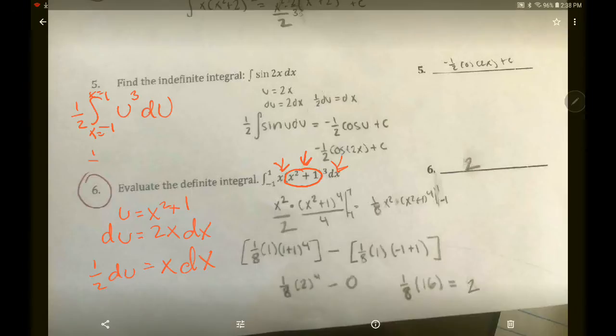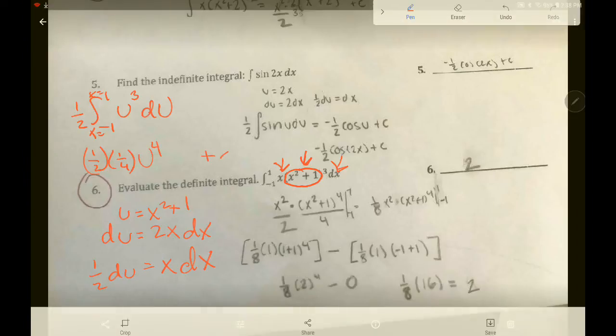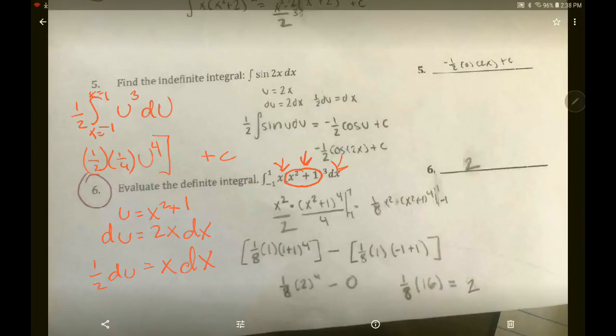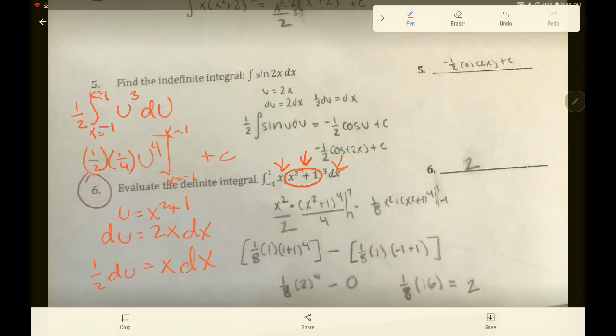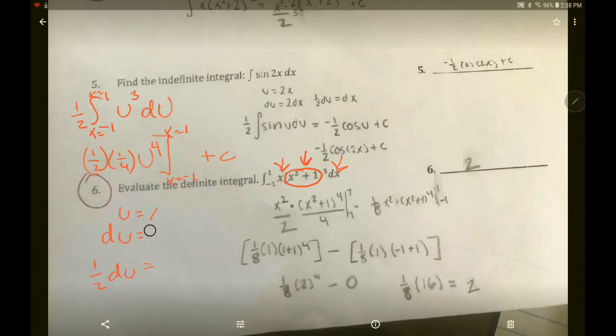So we have 1/2 times 1/4 times u to the 4th plus c. And we're going to evaluate it not at u equals -1 to +1, but at x equals -1 to +1. So we have to substitute back in before we do the evaluating. So let me erase this. You can always go back on the video and look at this later.